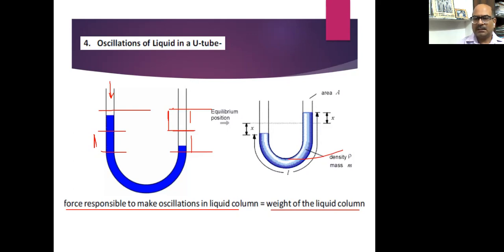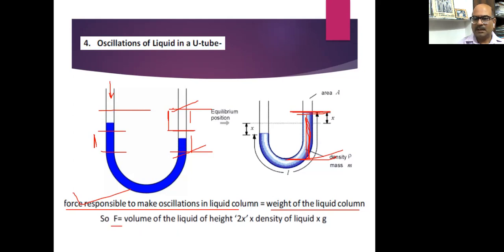Again, I am repeating, because if you are seeing here, when it is at this point, the liquid column is of this length, from here to here. And the weight of this liquid column will be the responsible force, and that will be the volume of the liquid of height 2x, because that 2x height is this x and this x, into density of liquid into g. That will be the weight of this liquid column.